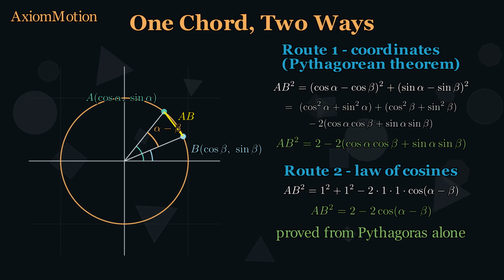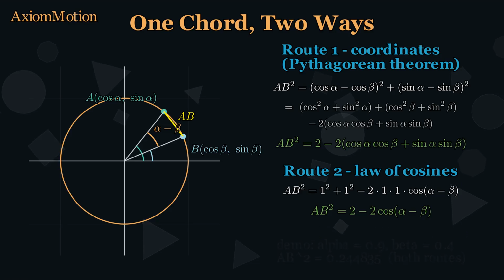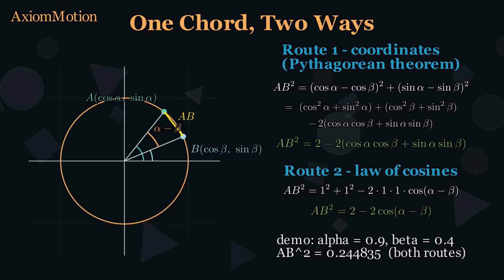The law of cosines, proved from the Pythagorean theorem, no trigonometric identities needed, gives AB squared as 2 minus 2 cosine of alpha minus beta. Same chord, same number. For our demo angles, the value is 0.244835, both ways to the last digit.